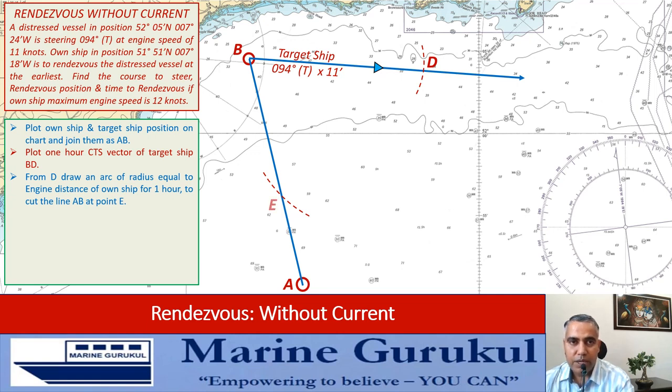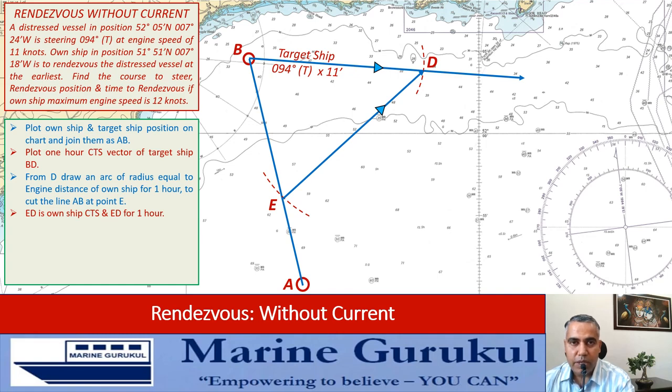This arc cuts the AB line at point E, echo. You can see point echo coming up on the screen. We will now join echo and delta. This line echo delta represents own ship CTS for rendezvous.